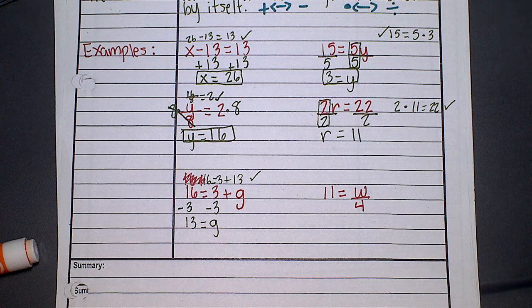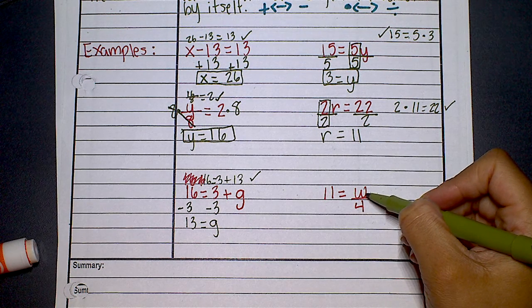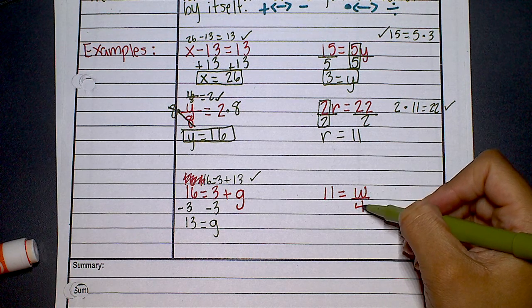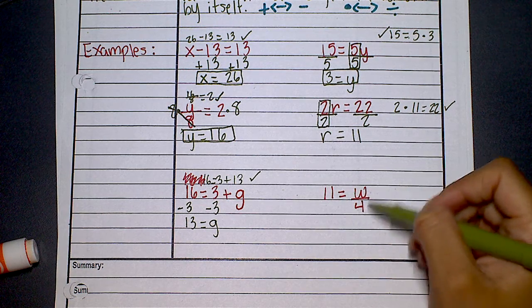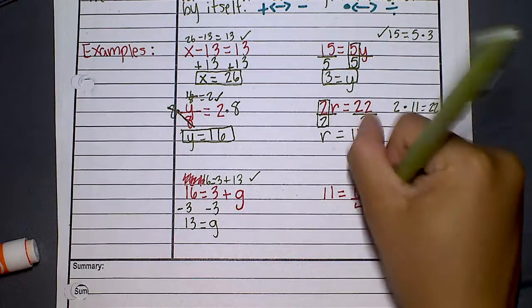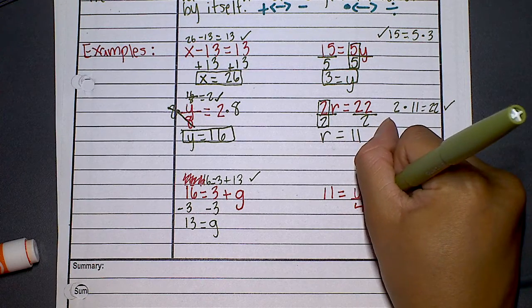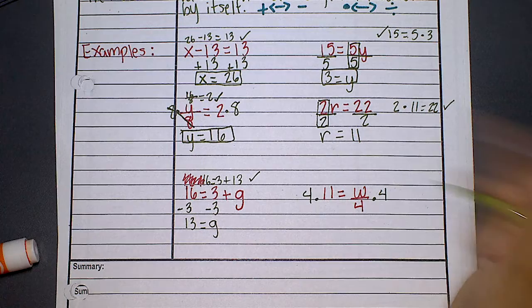And then for our last problem, we have 11 equals w divided by 4. Remember when you have a variable over a number, this is division. So the opposite operation would be multiplying by 4 on both sides. So we're going to multiply by 4.